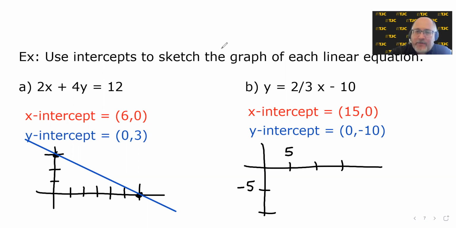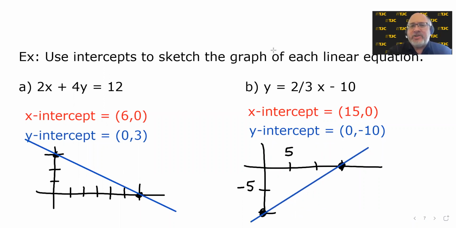Our x-intercept is (15, 0), which would be at the 3rd mark on the positive x-axis, and the y-intercept is at (0, -10), which is the 2nd mark on the negative y-axis. And all we got to do now is connect the dots, and we have our line. Let's move it down a little bit.